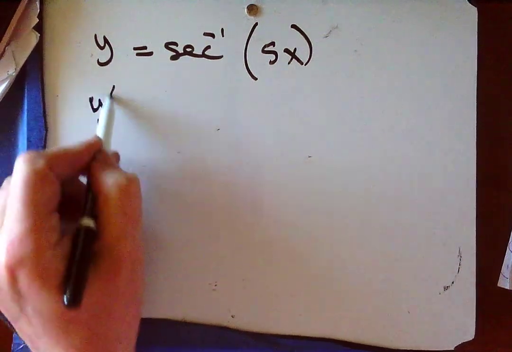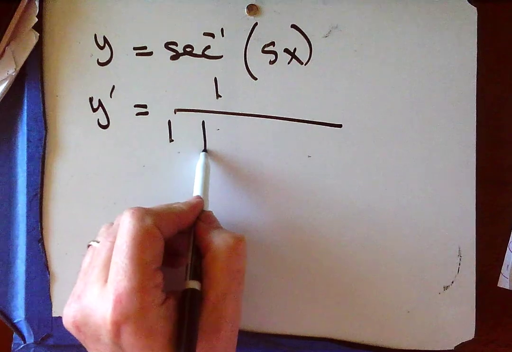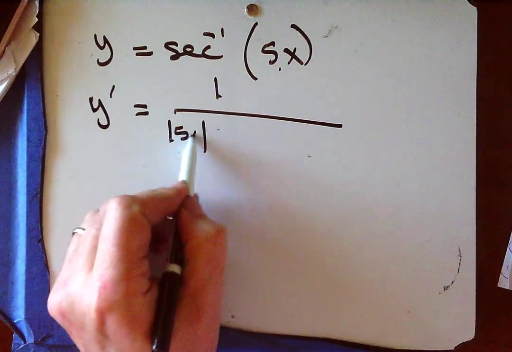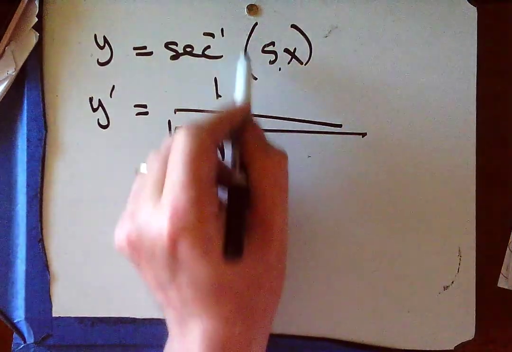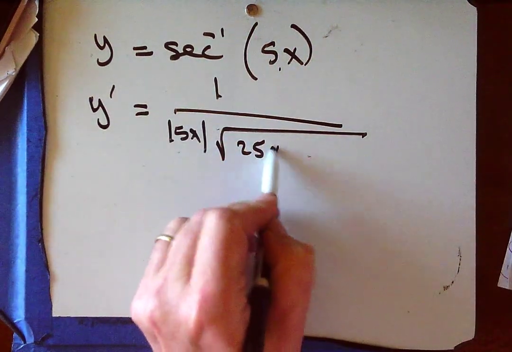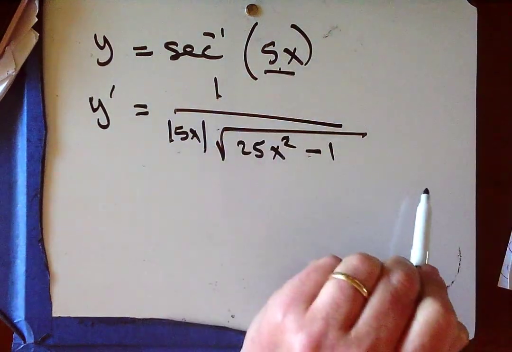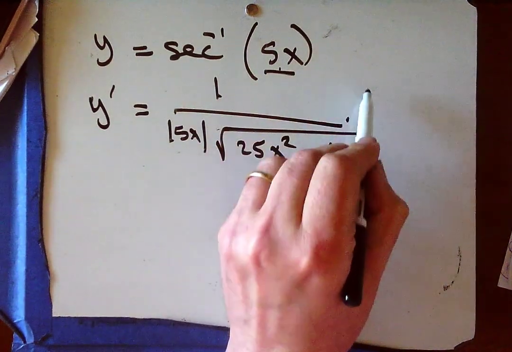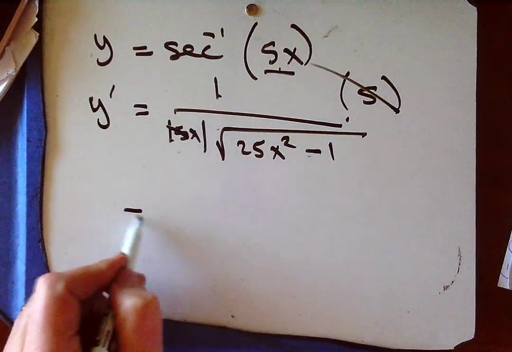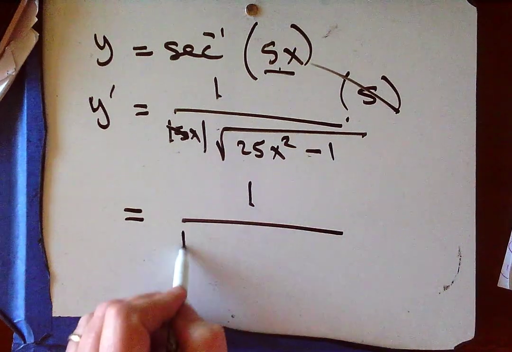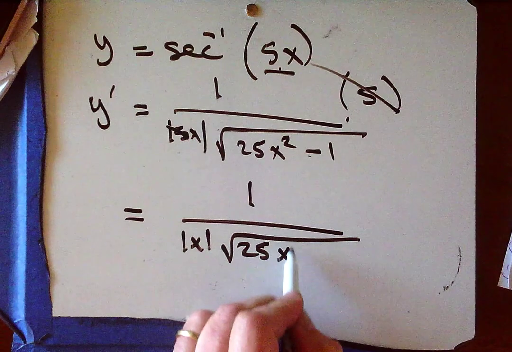Welcome back. Y prime is 1 over absolute 5x times square root of stuff squared minus 1. What are we missing? Don't forget to come back and take the derivative of the inside function. And this 5 will cancel this 5, and I'll end up with 1 over absolute x square root 25x squared minus 1.